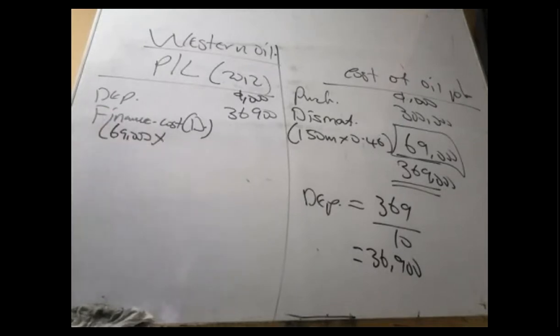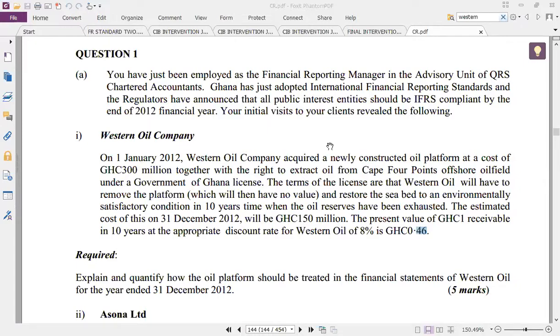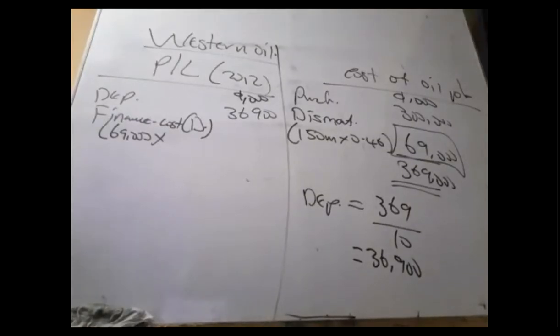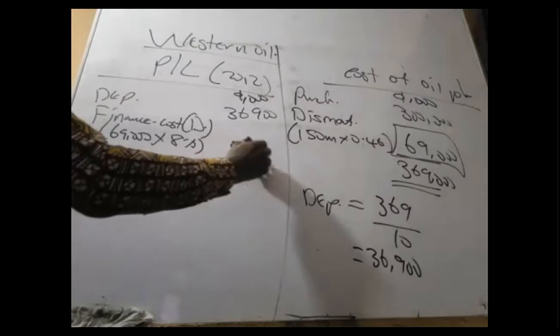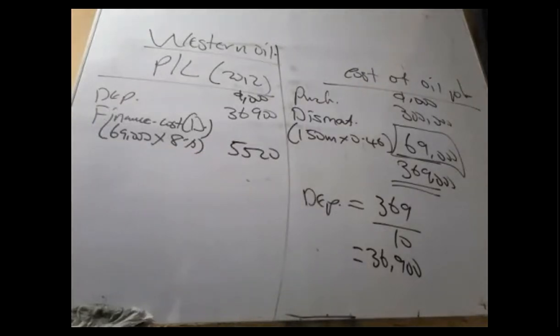What is the cost of capital for this question? The cost of capital happened to be 8%. Okay, so 8%. So times 8%. Please, what do you get? So that would be 69, if my calculator will be correct, 69,000 times 0.08, that'll give us 5,520, right? So 5,520. Okay, so we are done with the P&L.